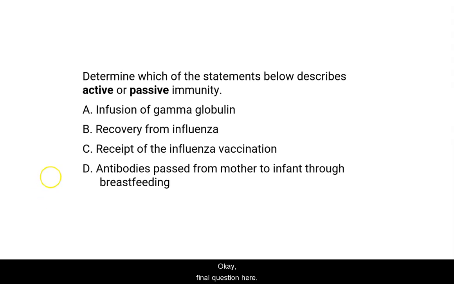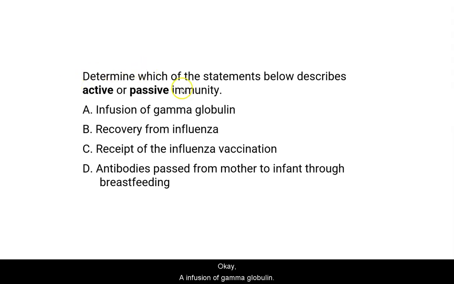Okay, final question here. Determine which of the statements below describes active or passive immunity. And I'm going to go a step further, and I'm going to ask, is it natural active or natural passive, or is it artificial active or artificial passive immunity?